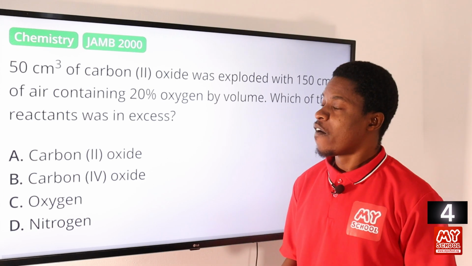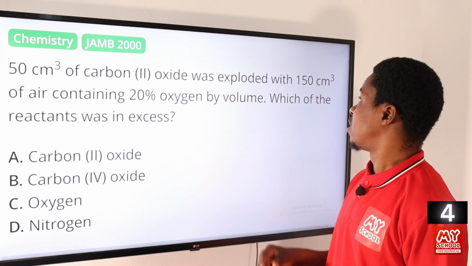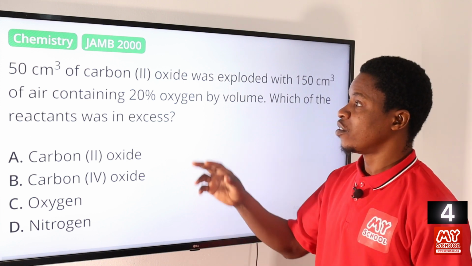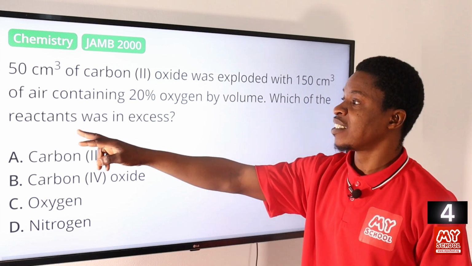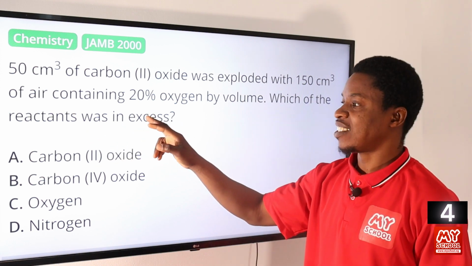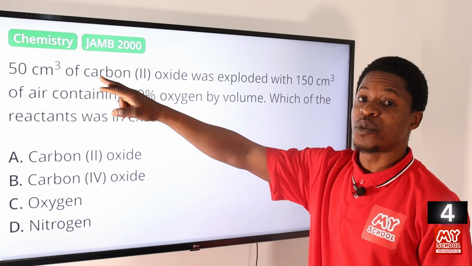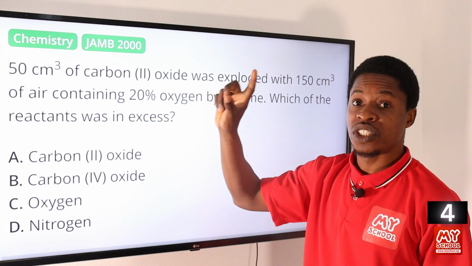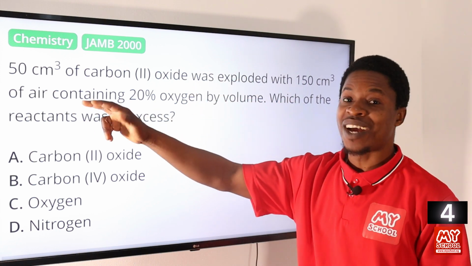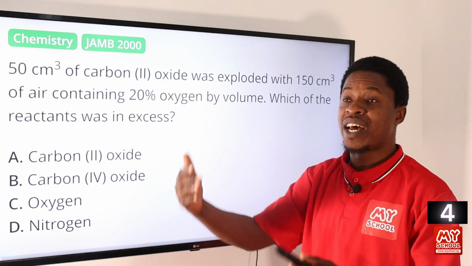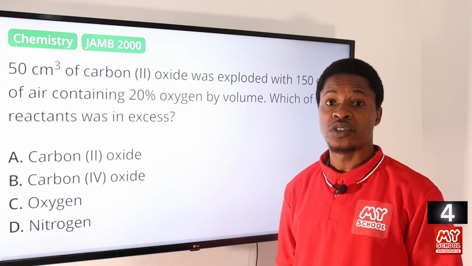Question number 4. 50 cm cube of carbon 2 oxide was exploded with 150 cm cube of air containing 20% oxygen by volume. Which of the reactants was in excess? So there's a reaction between carbon 2 oxide, that is your CO, and air. Usually when we say a substance is reacting with air, we are referring to oxygen, because oxygen actually supports combustion.